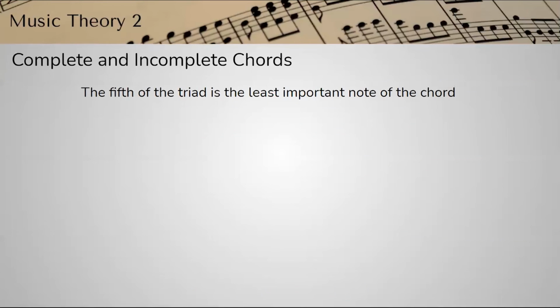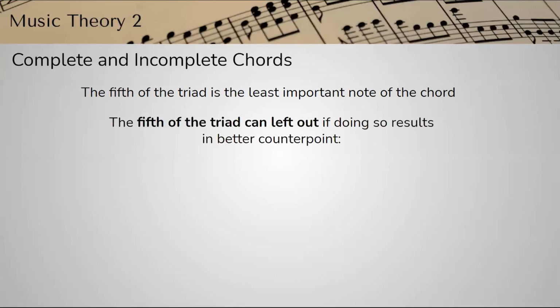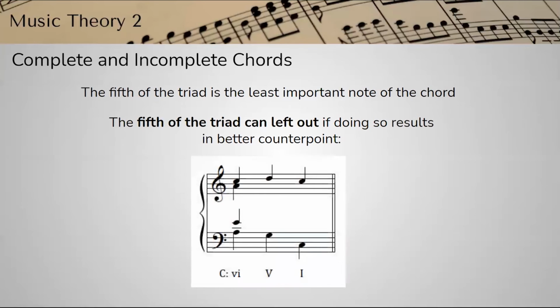The part of the triad that is the least important in defining the triad is the fifth. The fifth of the triad can be left out if doing so results in better counterpoint, like we were talking about. So if you're going to leave out a note of the triad, the one to leave out is the fifth of the triad. You never want to leave out the root, and you never want to leave out the third. If you're going to leave something out, it should always be the fifth of the triad.